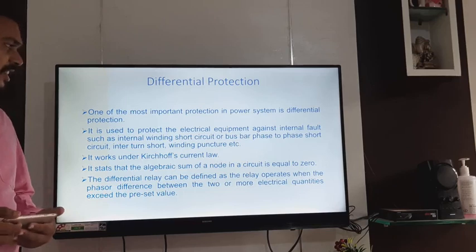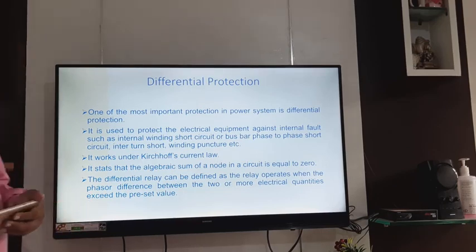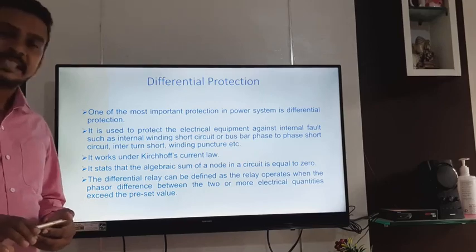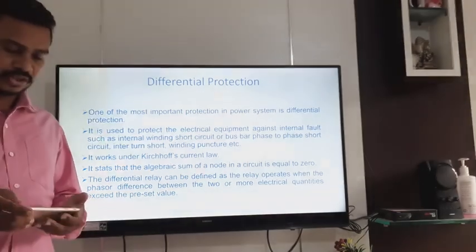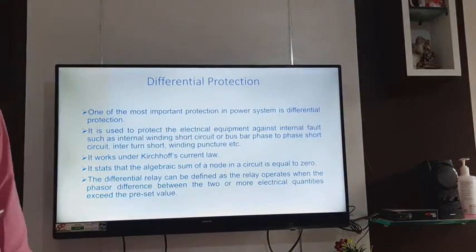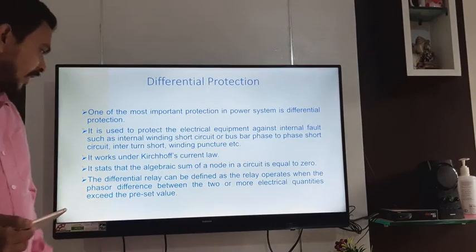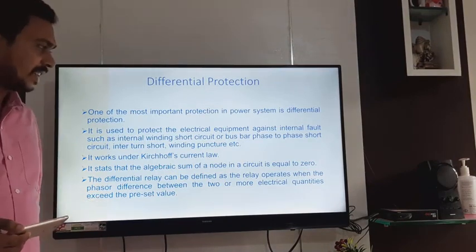It works under Kirchhoff's current law. It states that the algebraic sum of currents at a node in a circuit is equal to 0. The basic principle, that the algebraic sum of current at a node is 0, means incoming current is equal to outgoing current.